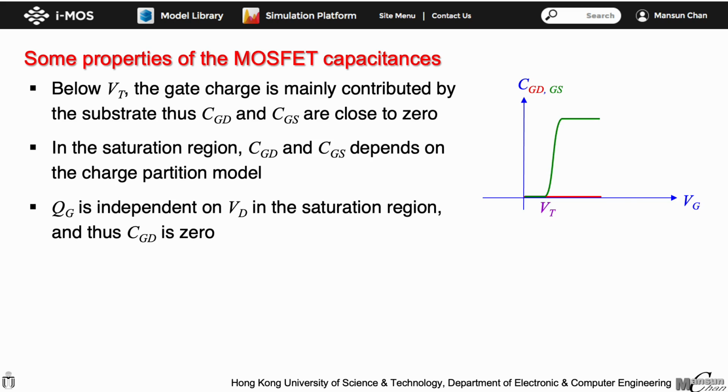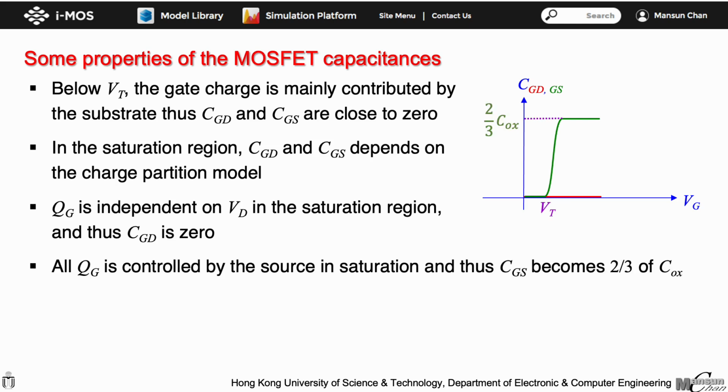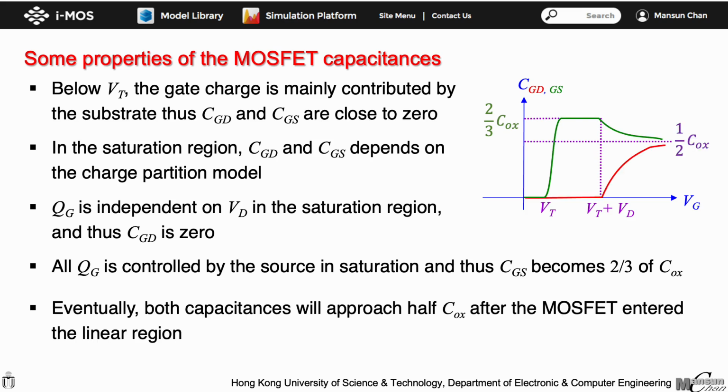On the other hand, all gate charge is modulated by the source voltage relative to the gate terminal through the VGS term in the saturation region. Therefore, CGS will be 2/3 of Cox. When VG increases beyond VT plus VD, the MOSFET enters the linear region, and the differentiation between the source and drain becomes smaller. Eventually, they will both approach half Cox, as each terminal will contribute half of the gate charge in the linear region.